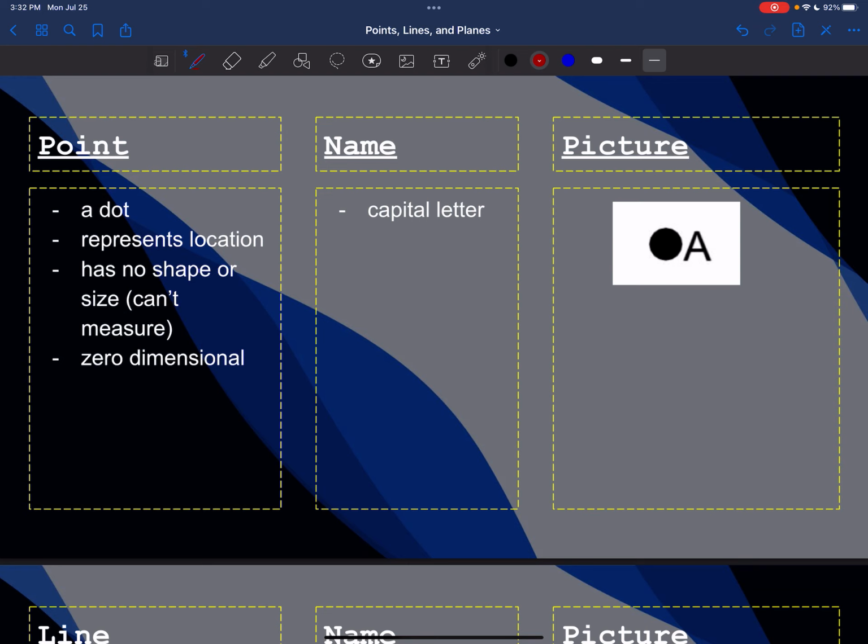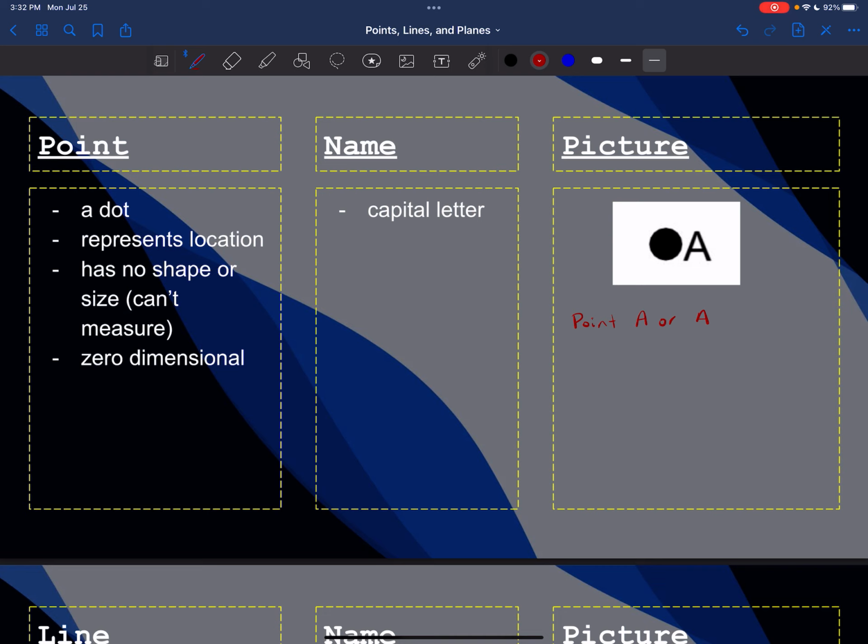And notice that A is a capital letter. So all I gotta do, if I want to name this point, is call it by its capital letter. We can call this point A, or you can call that A. Okay, it does not matter as long as you have that capital letter there when you're naming these points. You can call it point A, or you can just call it A.